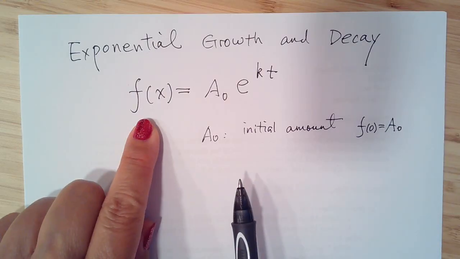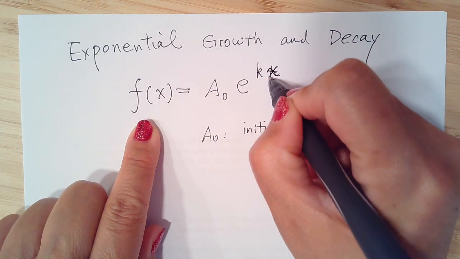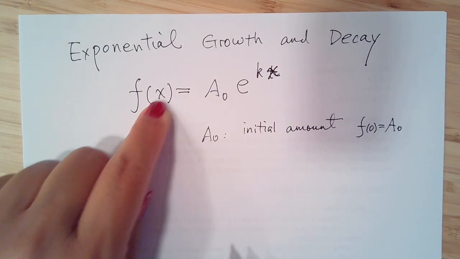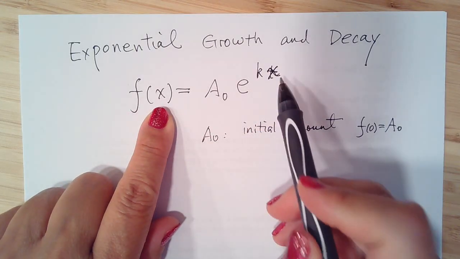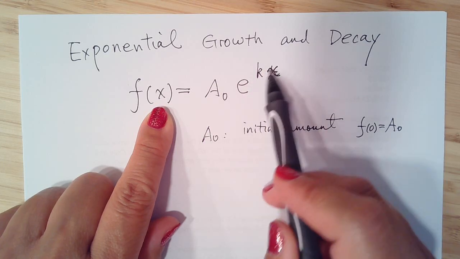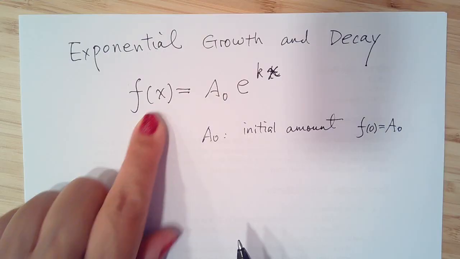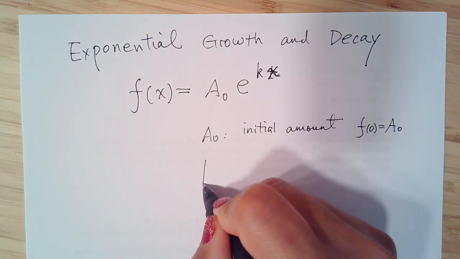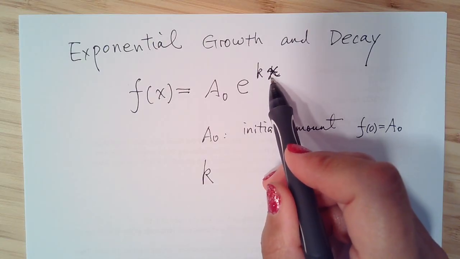And look, x, or f of t. Here's x, so that's a function. Now f of 0: if x is 0, 0 times k is 0, e to the 0th power is 1, so a0 becomes f of 0, right? So that's the initial amount. And then k, e we know is a constant, and this is the independent variable.